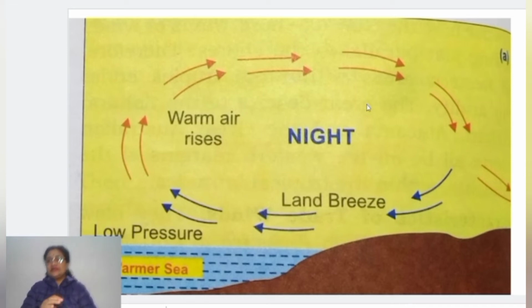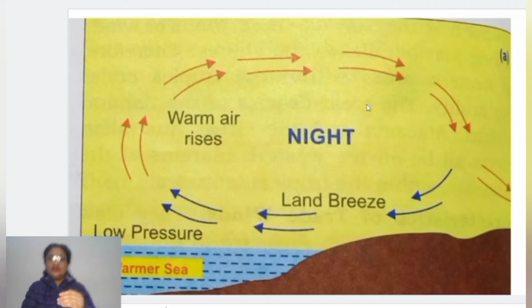That means it's a continuous process. We can give the example of land breeze and sea breeze, and the example of monsoons. These are the best examples for the periodic winds. Now, once again, what are the features of periodic winds? Periodic means it follows certain periods. According to periods it blows.